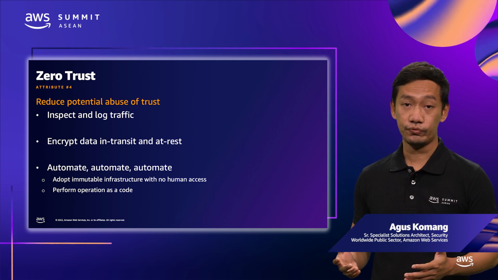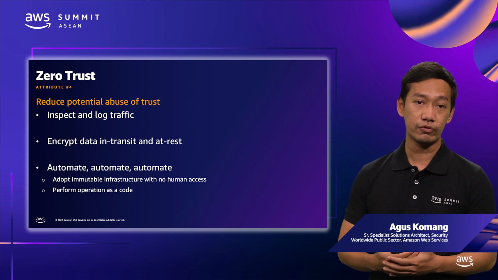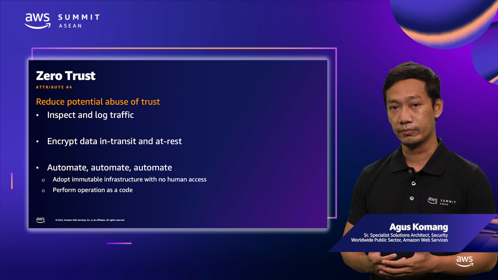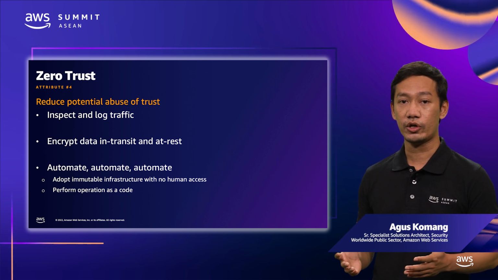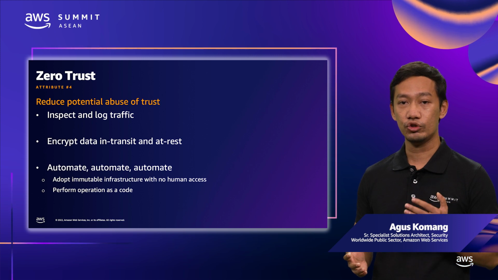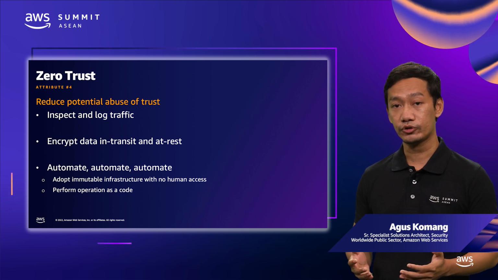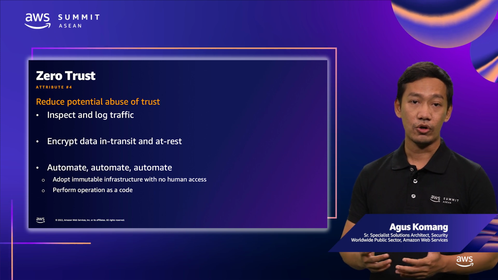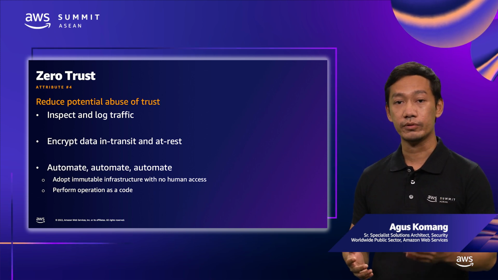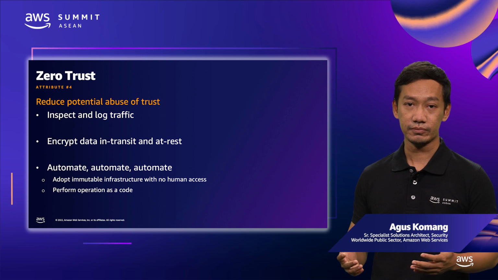The fourth attribute focuses on how to eliminate emotion of trust from digital systems. The zero in zero trust fundamentally refers to diminishing trust. We should seek to use mechanisms not only to verify trust, but also to reduce the potential abuse of trust, not only by systems, but also by humans, especially privileged access.